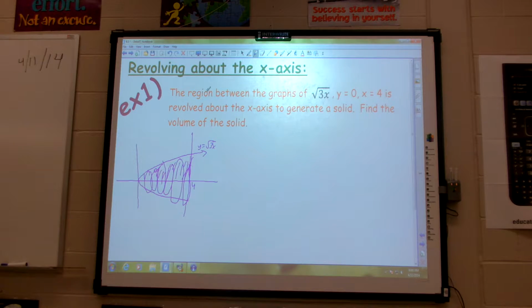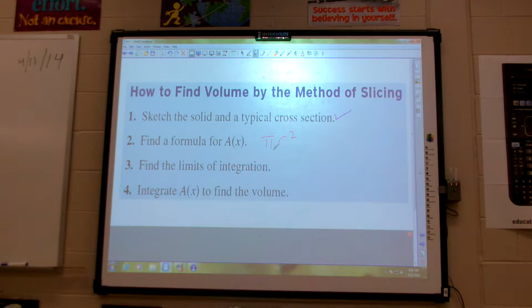Okay, so I've got the first part done. I have sketched the solid and a typical cross section, which is a circle.